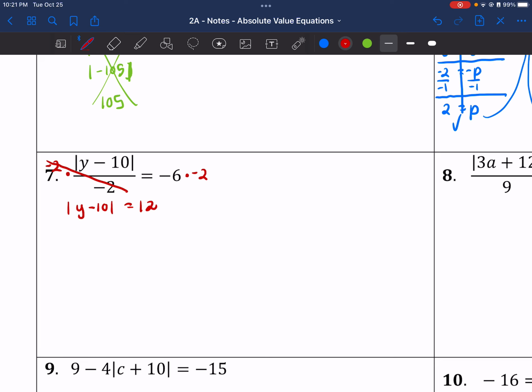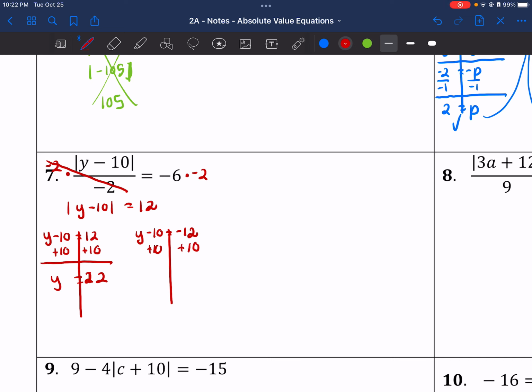Now I'm going to create my two equations. I get y minus 10 is equal to 12, and y minus 10 is equal to -12. Solve both my equations. We start with my left again. I'm going to add 10 to both sides, and I'm going to get y is equal to 22. And for my right equation, I'm going to add 10 to both sides. And -12 plus 10, I get y is equal to -2.